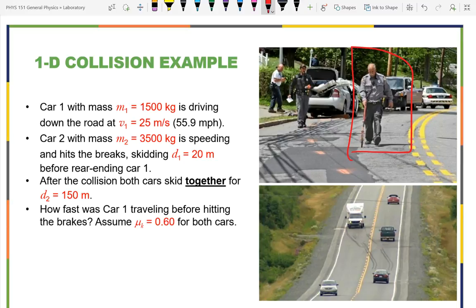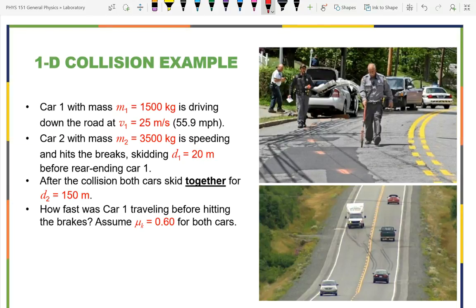And then they use the skids to get how fast each car was going before somebody realized, oh crap, bad things are going to happen, and hit the brakes. So that's why they come out there and they measure the skids. And you can see this here is just an example of a skid mark where somebody definitely had a bad day.